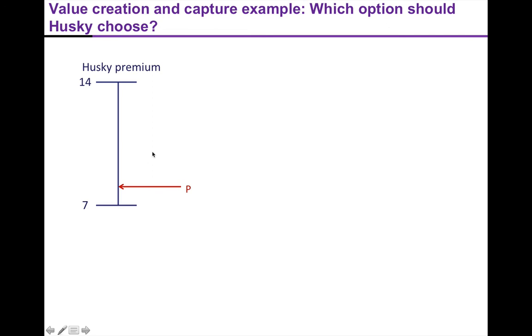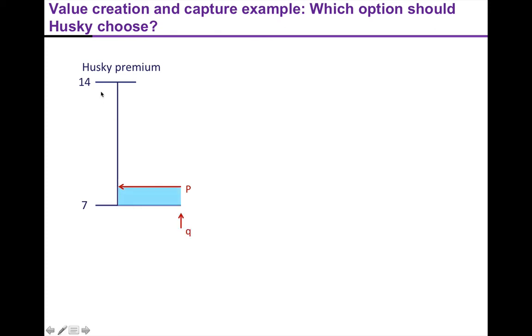So which option should Husky choose? Now we're going to bring in quantity. So remember, from the value creation and value capture framework, there were two axes. This axis here, which was willingness to pay, price and cost, and this axis here, which was quantity. So let's bring quantity into the picture.